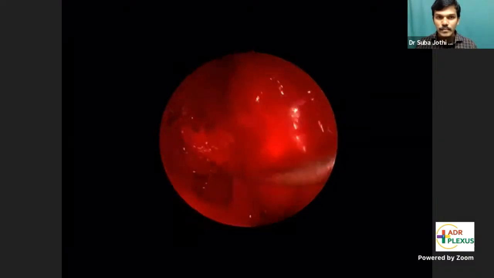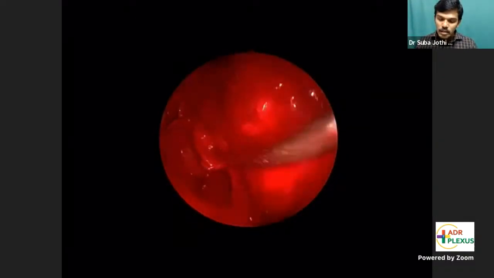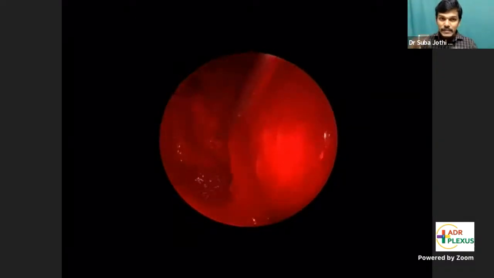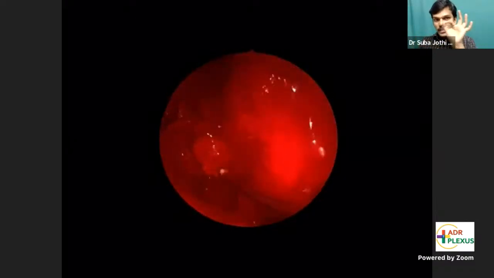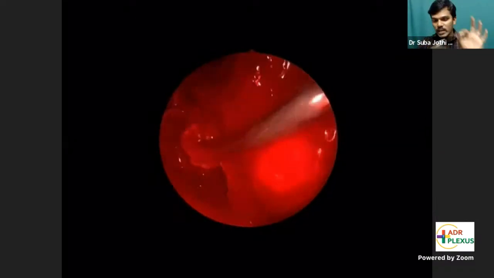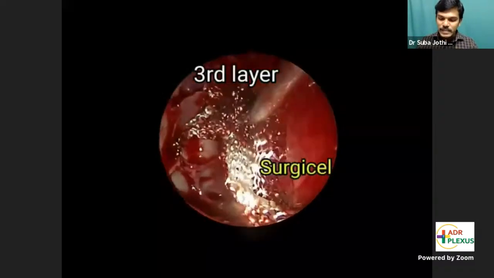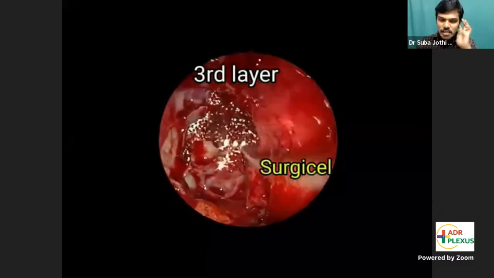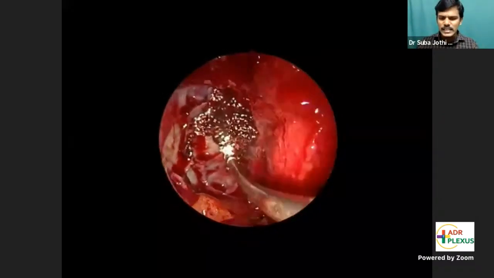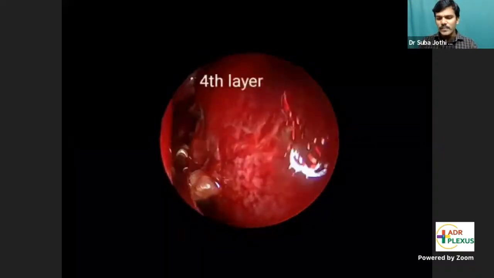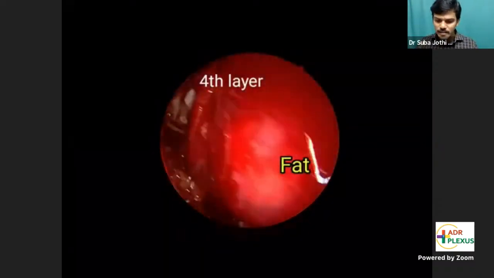Then see, we should tuck the fascia lata into the defect. If this is the defect, we should tuck the fascia lata into the defect. After that, third layer is surgicel. Surgicel is a synthetic foam-like material that will adhere to the defect.